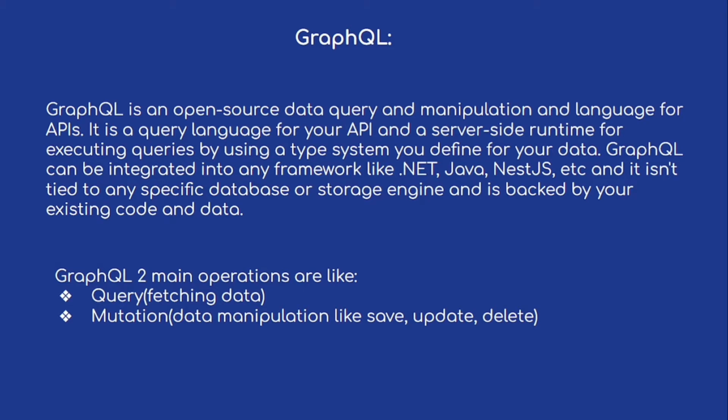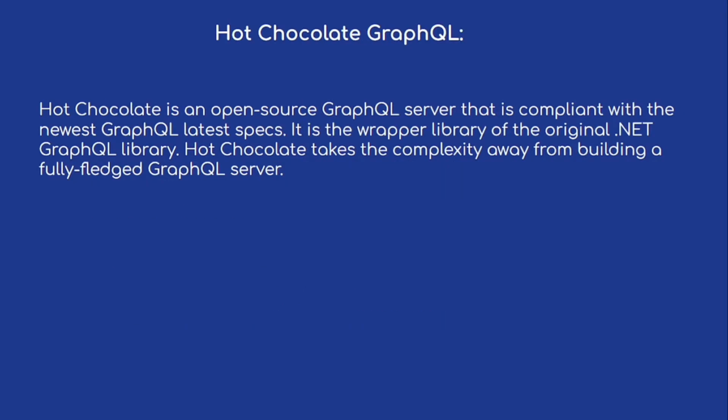Okay. What is Hot Chocolate GraphQL? Hot Chocolate is an open source GraphQL server that is compliant with the latest GraphQL specs. It is a wrapper library for the original .NET GraphQL library. Hot Chocolate takes the complexity away from building a fully fledged GraphQL server. Hot Chocolate is a NuGet library for .NET and .NET Core for implementing the GraphQL server.